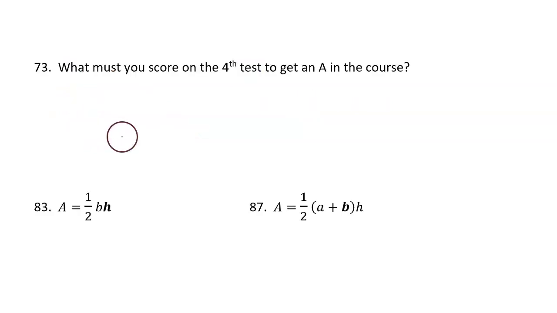Number 73. The problem reads, to get an A in a course, you must have an average of at least 90 on 4 tests, each worth 100 points. Your scores on the first 3 tests are 87, 92, and 84.